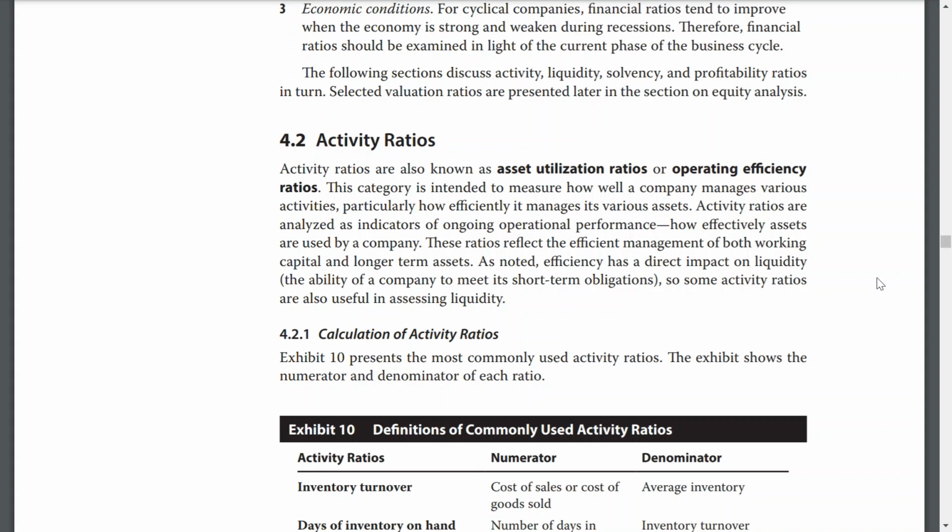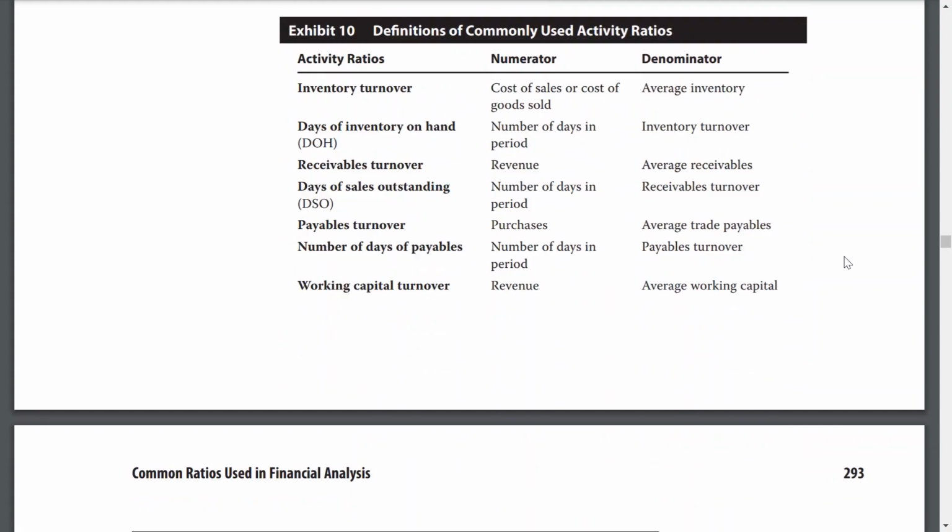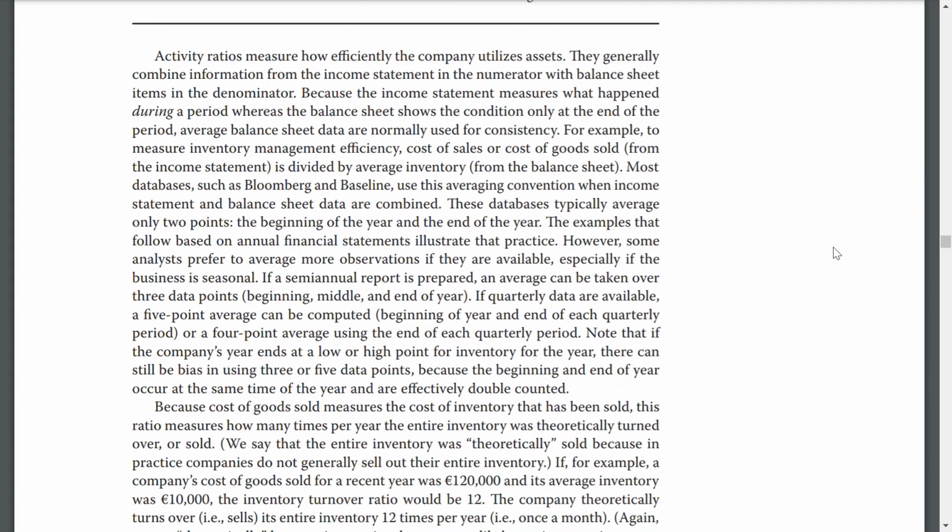Calculations of activity ratios. Exhibit 10 presents the most commonly used activity ratios. The exhibit shows the numerator and denominator of each ratio. Activity ratios measure how efficiently the company utilizes assets. They generally combine information from the income statement in the numerator with the balance sheet item in the denominator, because the income statement measures what happens during a period, whereas the balance sheet shows the conditions only at the end of the period. Average balance sheet data are normally used for consistency.